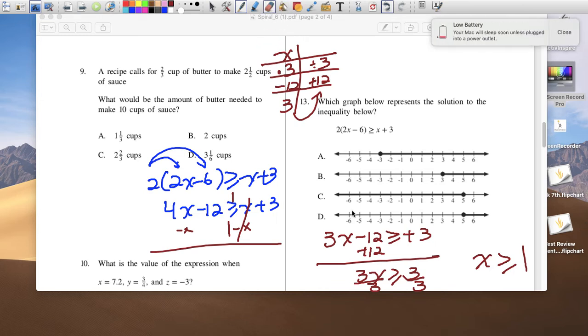So here's where my mistake is. I forgot to add plus 12 on this side. So we get 3x greater or equal to 15. Divide this by 3, divide that by 3, and x is greater or equal to 5. There we go. We're going to shade the 5. This is the only one that has the positive 5 shaded. And where are we aiming this? We're aiming this that way. So the correct answer is B.